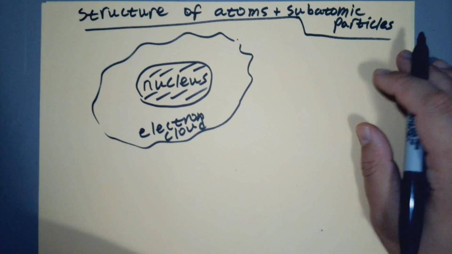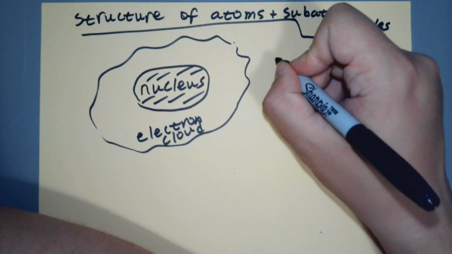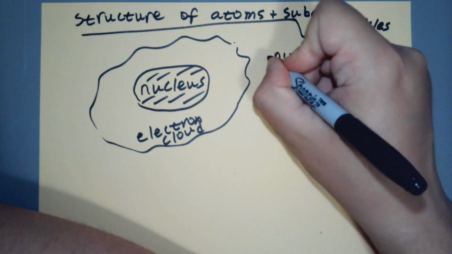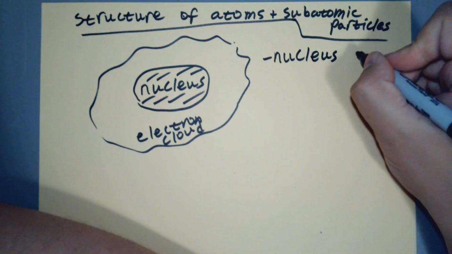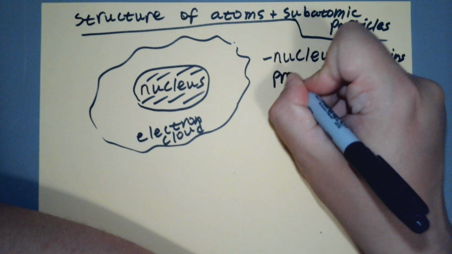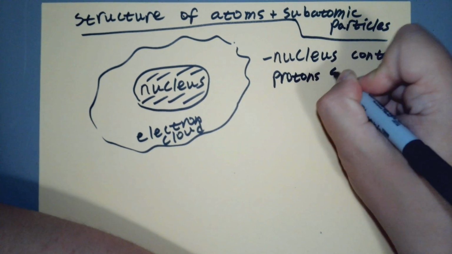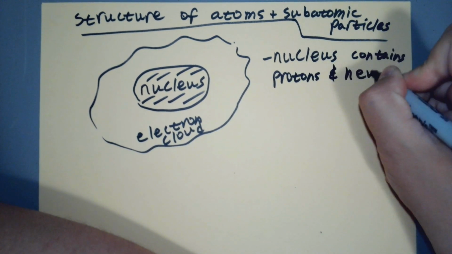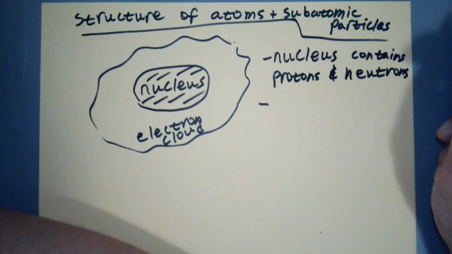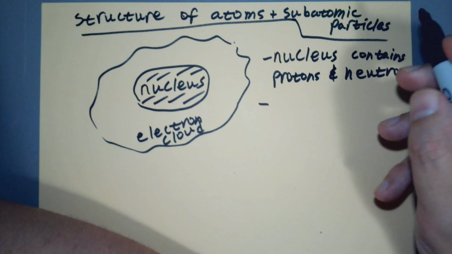But we have these subatomic particles, alright? So the nucleus is in the middle, and it contains what we call protons and neutrons. Don't ever try to get neutrons on your side in an argument. They're indifferent to everything. Very neutral.